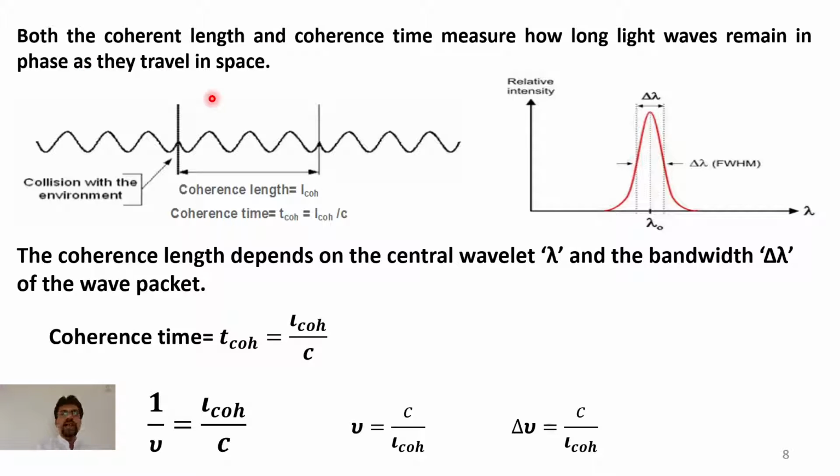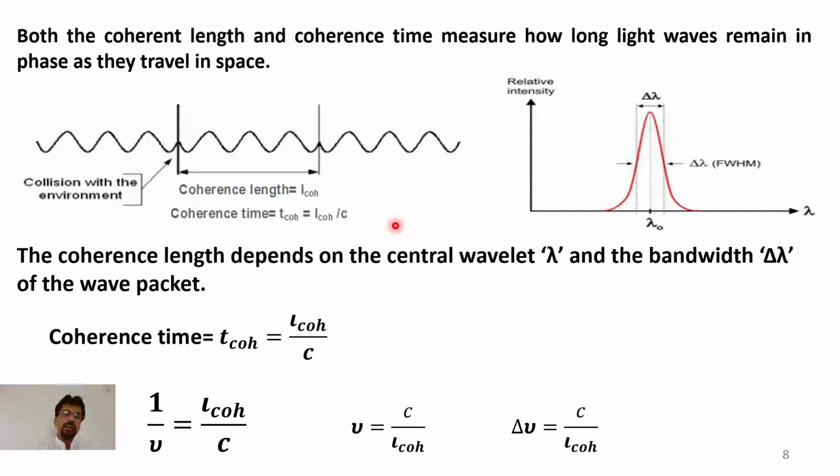The coherence length and the coherence time measure how long the light waves remain in phase when they travel in space. Now see from this figure, when the wave is propagating and after that a collision occurs, we know that the phase of the wave will change. Therefore, the distance and the time over which the phase of the wave is maintained and remains constant matter. Such a length is known as the coherence length, and the time during which the wave remains in phase is known as the coherence time.